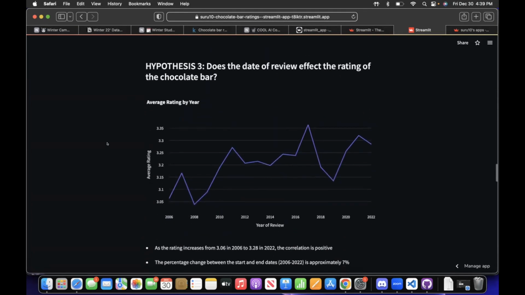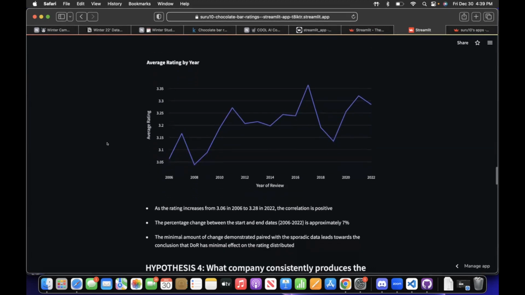On to hypothesis 3. Does the date of review affect the rating of a chocolate bar? What we have graphed here is the average rating per year, taking the mean of all the ratings. As we can see, it's a bit of a sporadic data set. One thing I would like to note is the limited range of the data set. It starts at 3.05 and ends at 3.35, so you should take that into account when analyzing this data.